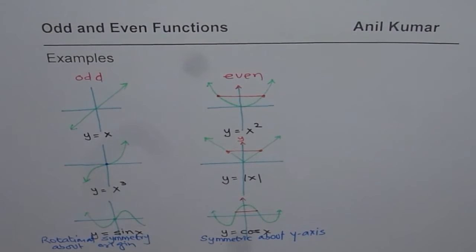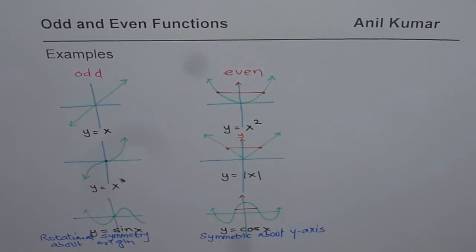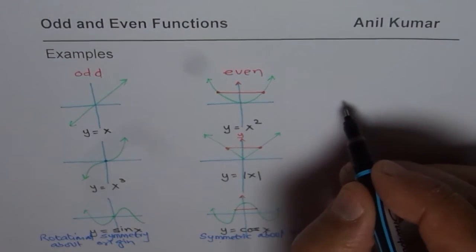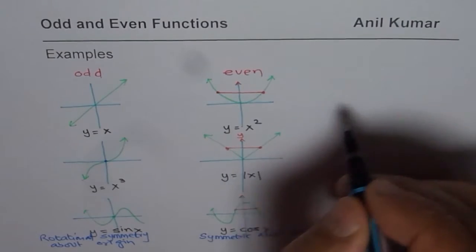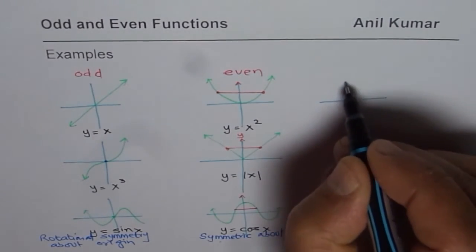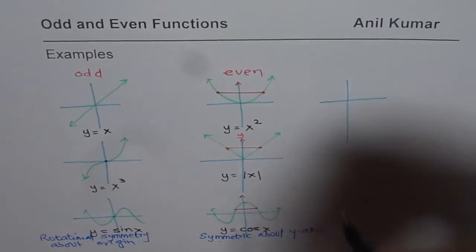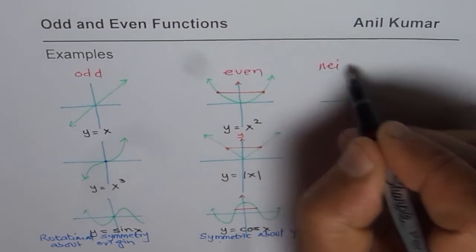So from the graph you can say whether a function is even or odd depending on its symmetry. So that is how you can figure out from the graph whether a function is even or odd. If this kind of symmetry is not there, then the function is neither, right? So let me sketch some functions which are neither, right? So that will give you a better idea of this topic.